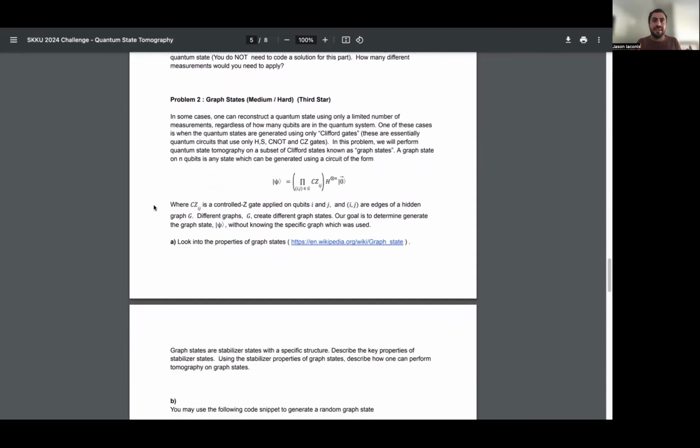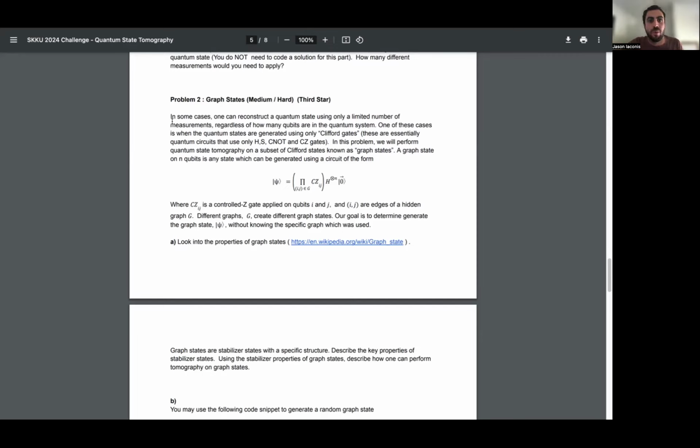Problem 2 is actually giving you your third star, and we're upping the complexity quite a bit here. This is a class of quantum states that have a specific property. They're called graph states. They're generated only using Clifford gates. You should look into the properties of these graph states, but basically, with these graph states, you can figure out what this quantum state is, and you could design the circuit U-gen, which inverts this quantum state preparation, for quantum states that are made on many qubits. And you could do this still using just 100 shots each and less than 20 measurement bases.